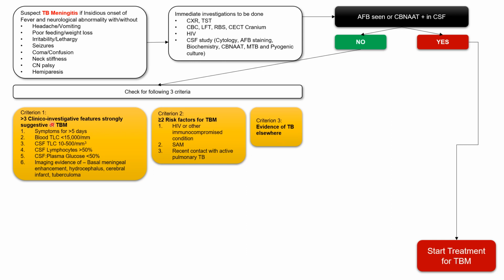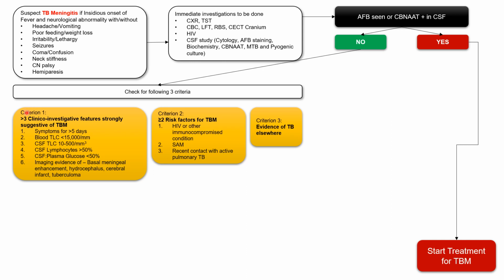Again, criteria 1 is the clinico-investigative criteria. That means some clinical features are there, some investigation features are there, and based upon that, a criteria is formed. Second is the risk factor criteria. That means some risk factors are there, and based upon those risk factors, some criteria are formed. Third is evidence of TB elsewhere. That means if we find evidence of TB anywhere other than the CNS, that criteria is considered positive.